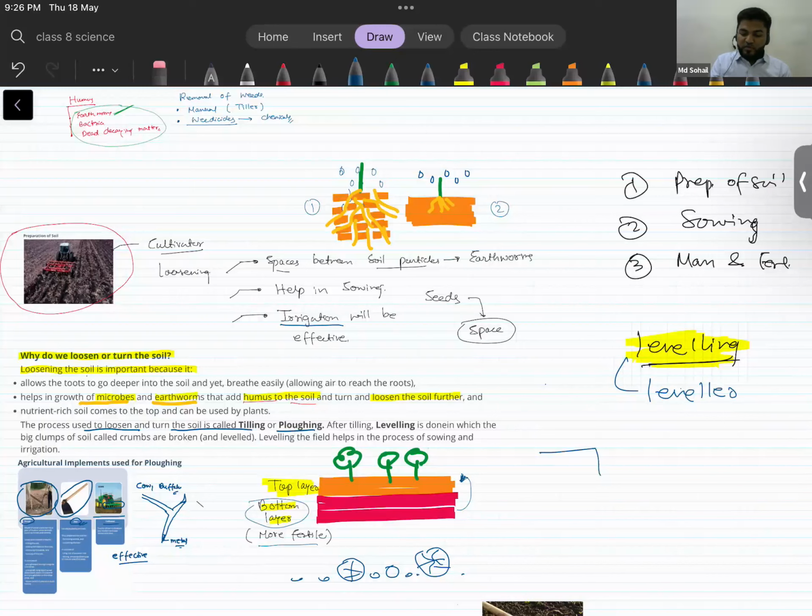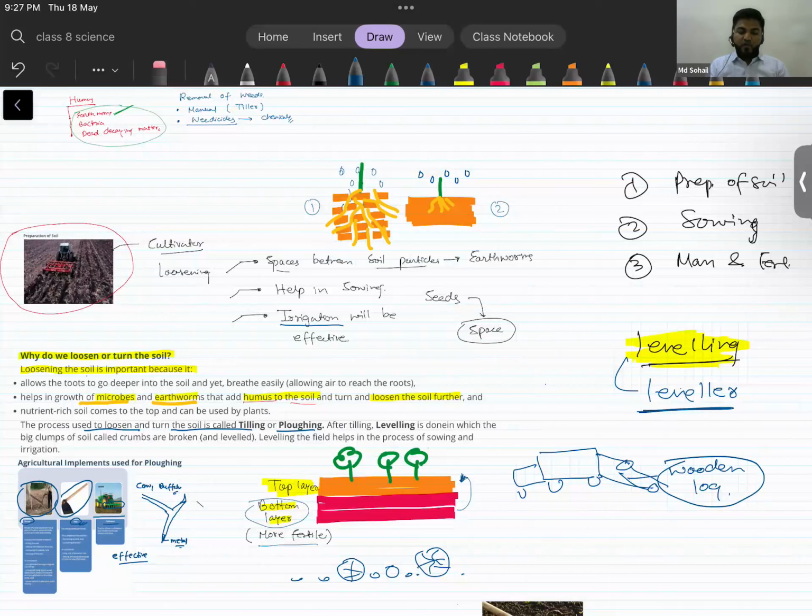Okay, so let's say this is a truck here. That's a rough diagram. On the back of a truck, a wooden log is attached via ropes. This is a big round wooden log. When it is rolled onto the ground, all the bigger chunks of soil particles get broken down into smaller pieces. That wooden log is called a leveler. Okay, I hope that's clear.